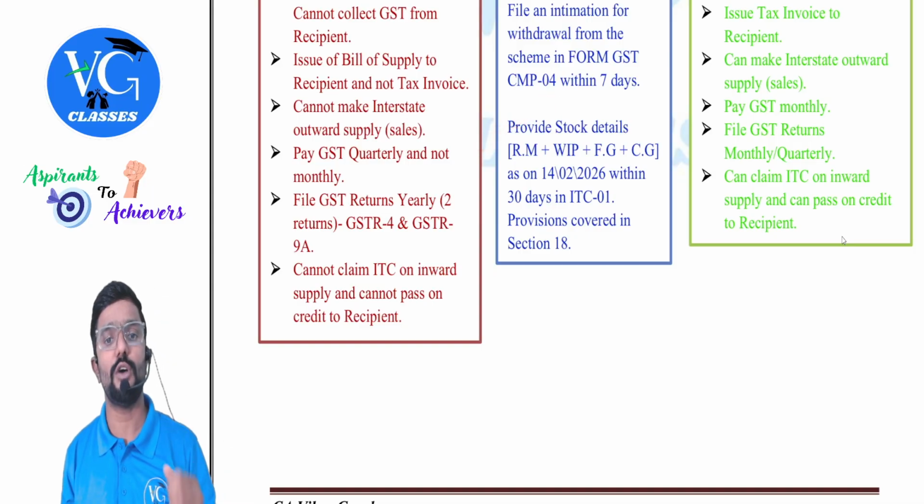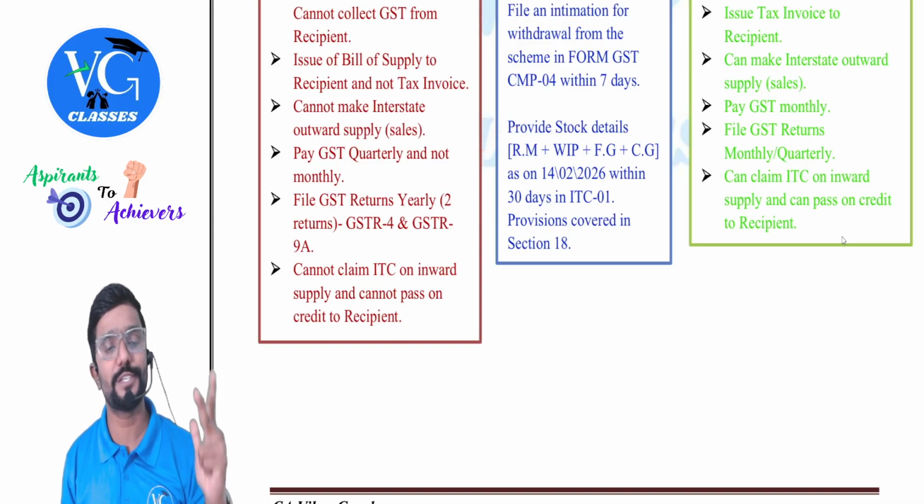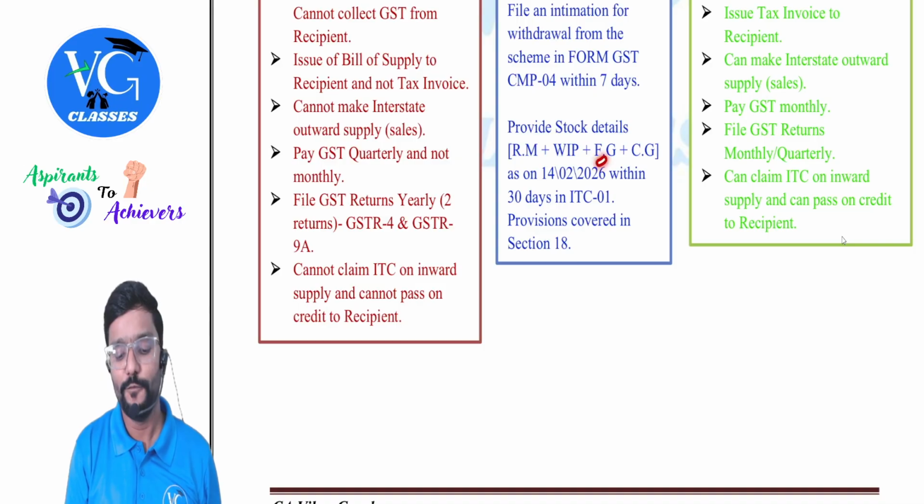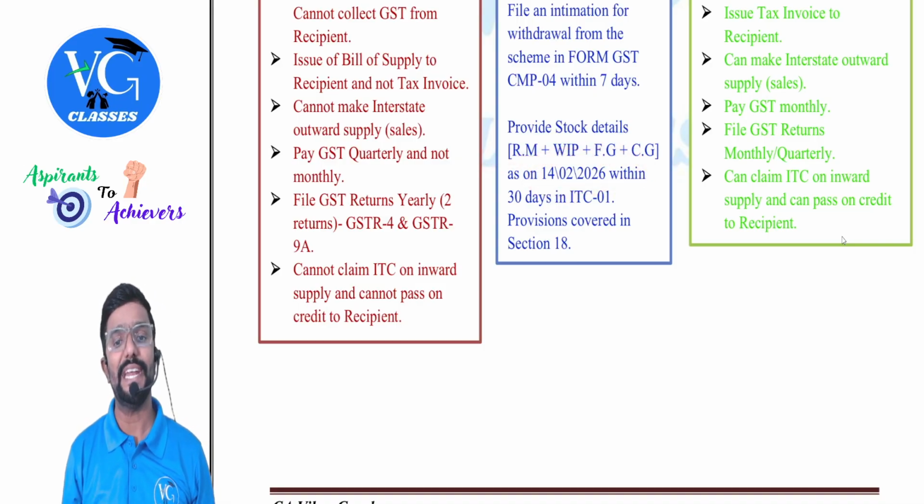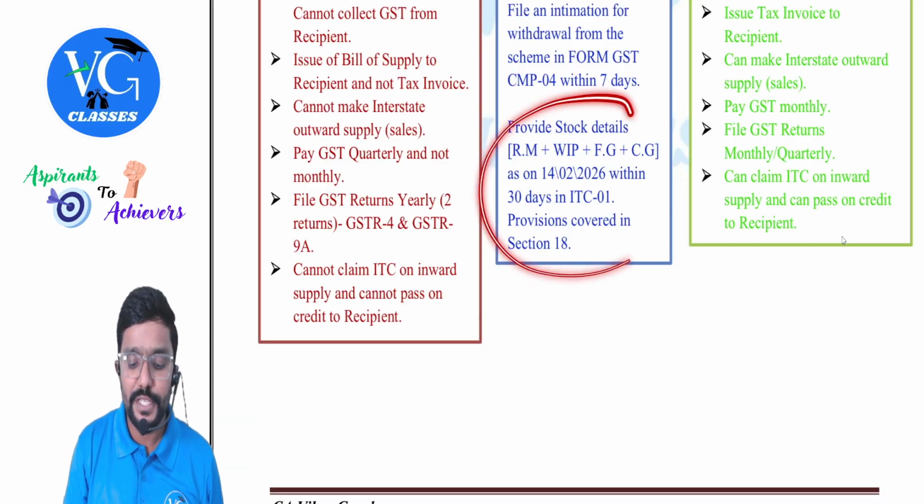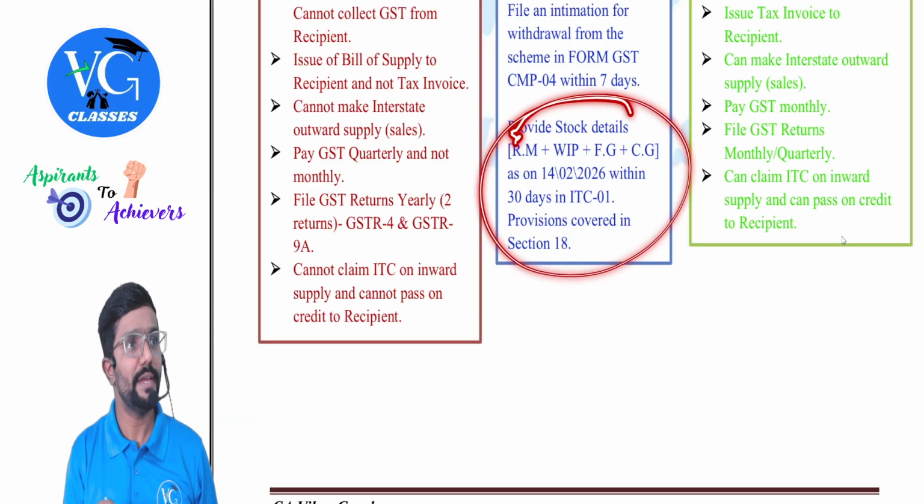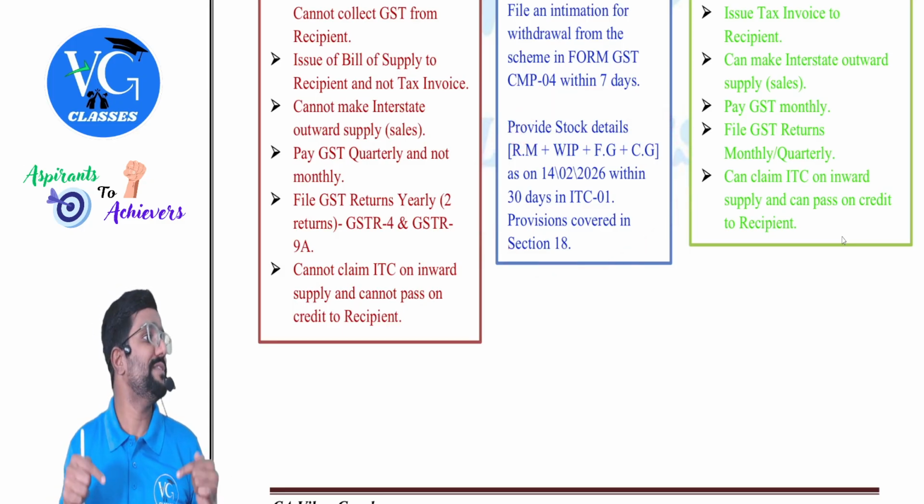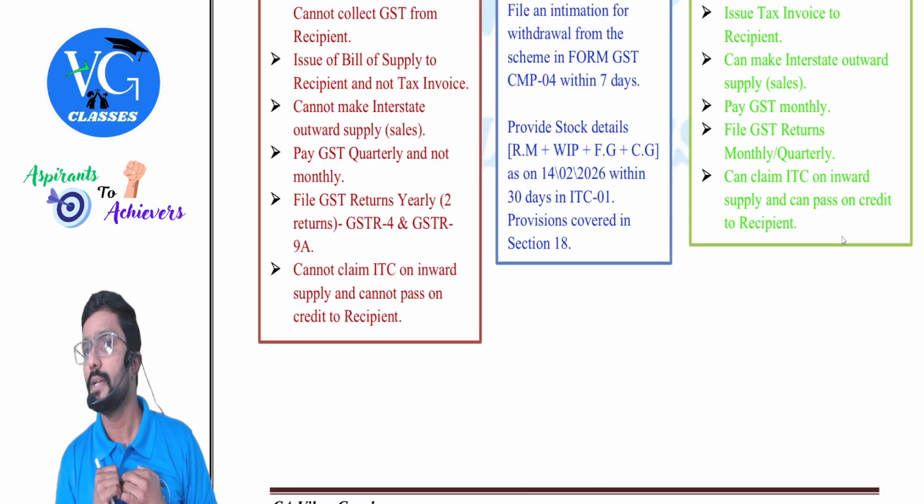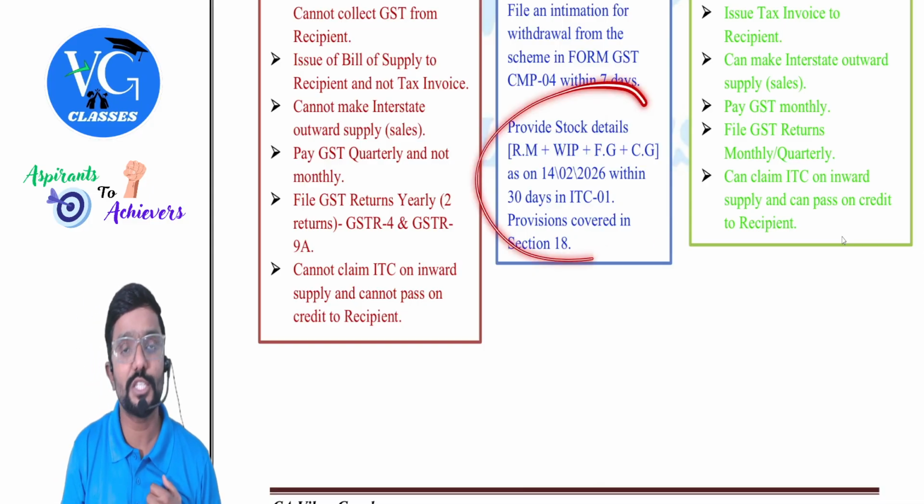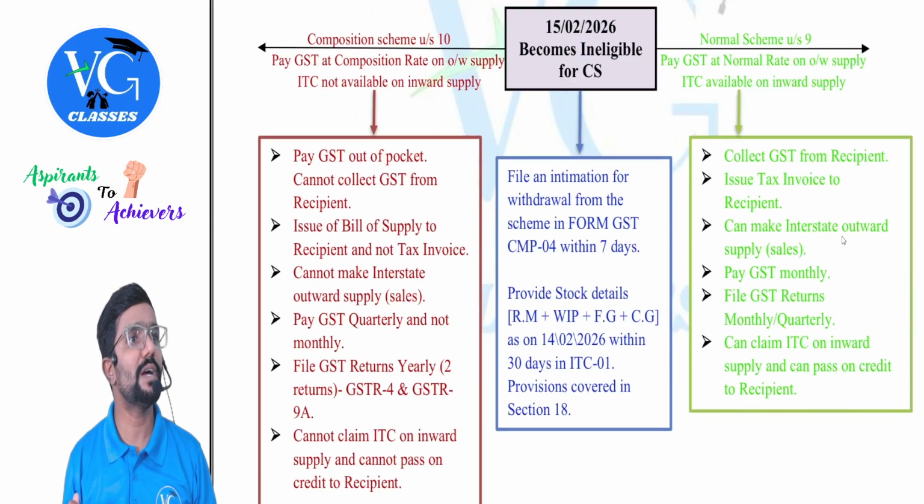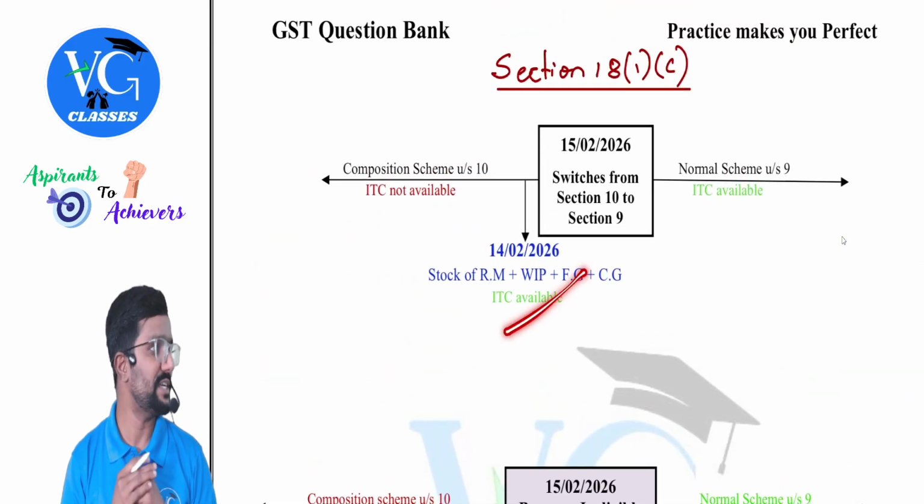Provide stock details of raw material, WIP, finished goods, capital goods as on 14th February within 30 days in ITC 01. And this provision is covered where? Not in section 10. It is covered in section 18, which we are doing now. Is that clear? Sir, why are they asking stock details, sir? Because they are giving me the credit on it.